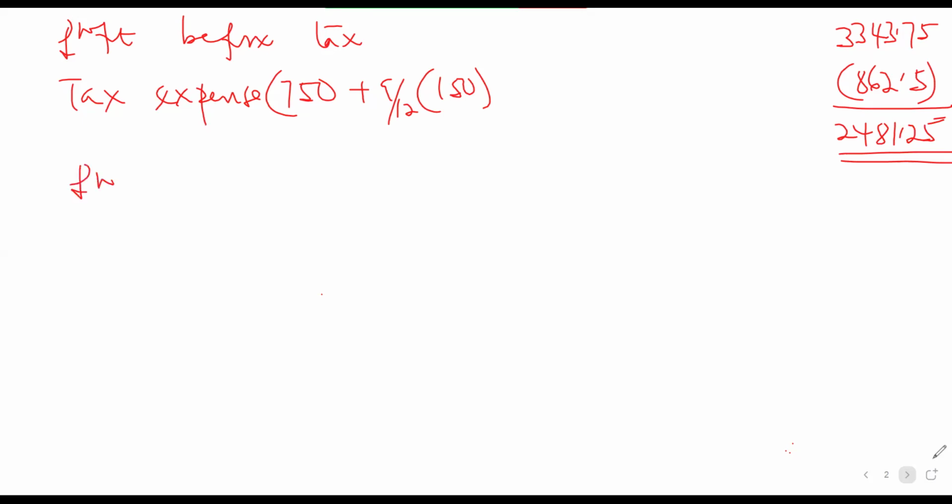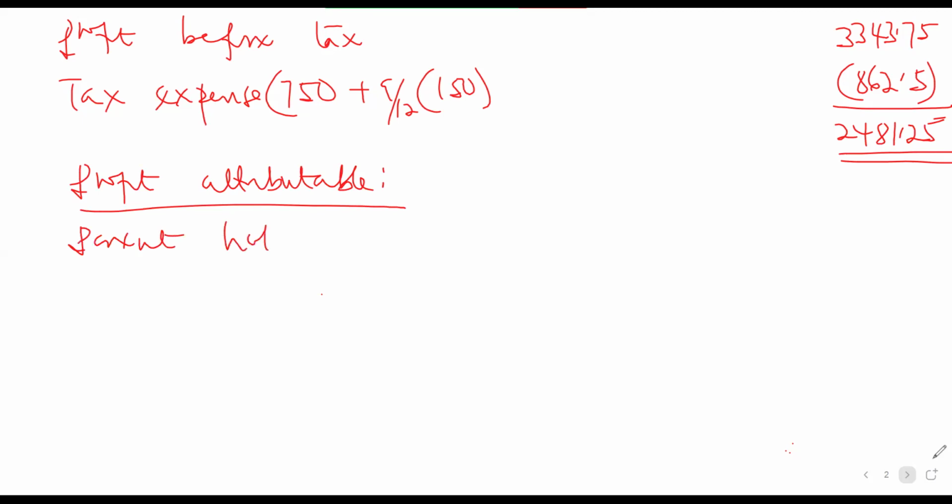What do we do after getting this profit? We have to find the parent portion of that profit and the NCI portion of that profit. So profit for the year attributable to the parent holding. If you are doing the two, I will show you the easiest way of getting the NCI.